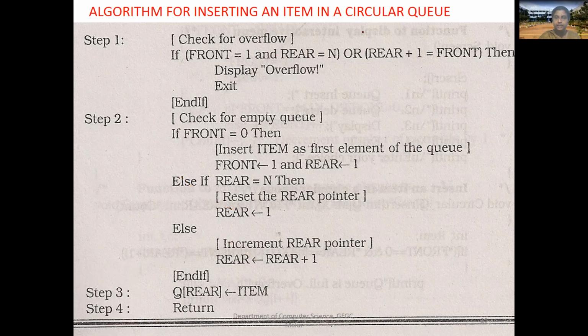When you want to add the second item, this condition won't work. It is not overflow. It will check whether front is 0. But since we added one item, we would have made the front 1. So this condition won't work. It will come to the else part. It will check whether rear is equal to n, the last value. In that case, rear will be set to 1. Otherwise, it will increment the rear by 1. So when you insert the second item, front will remain 1 only, rear will be incremented to 2. Like that, it keeps on adding items in the queue.